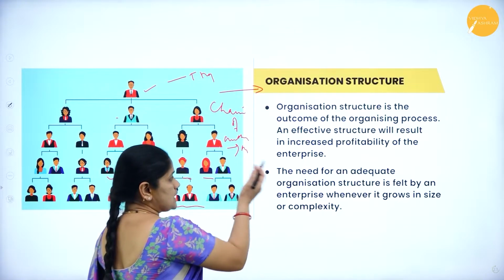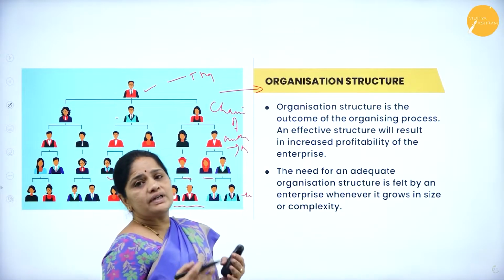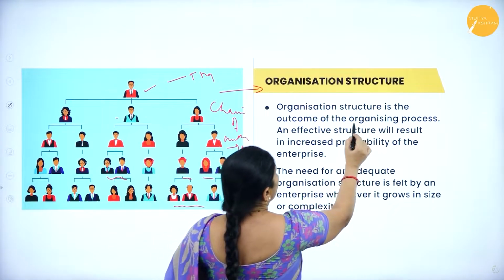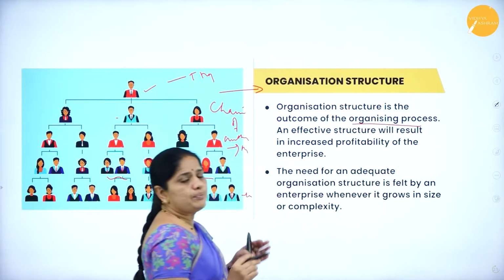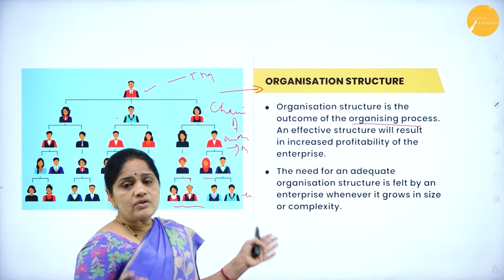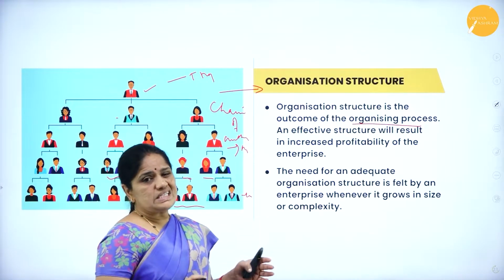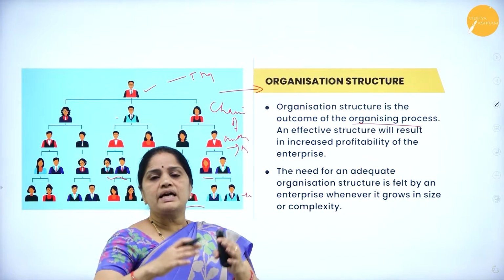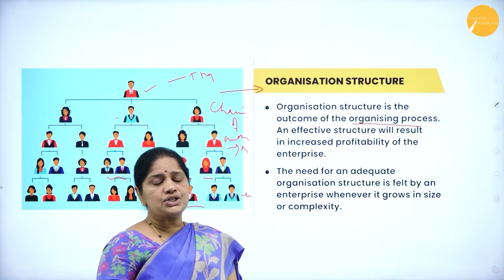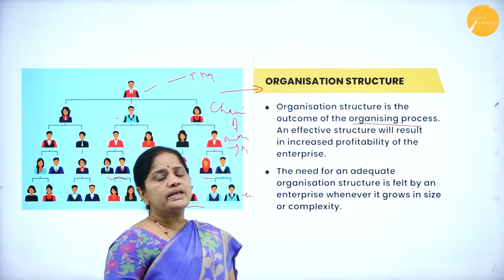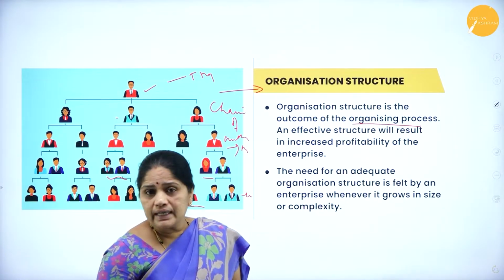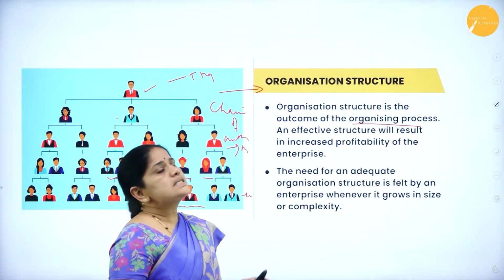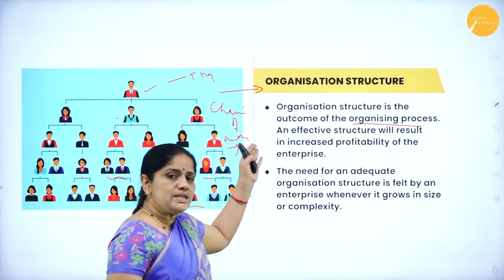Now, we'll look into what is the meaning of the word organization structure. Organization structure is the outcome of the organizing process. Now, in the process of organizing, what do we do? First thing is we identify the jobs, divide the jobs, then we have departmentalization, then we have assignment of duties, then we have clarity of working relationships. So, the outcome of all this is this organization structure.